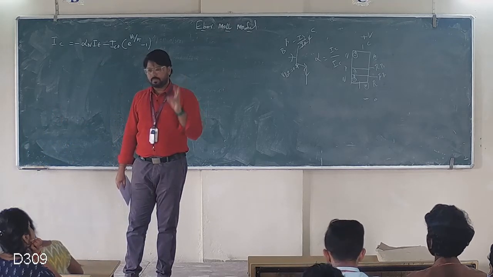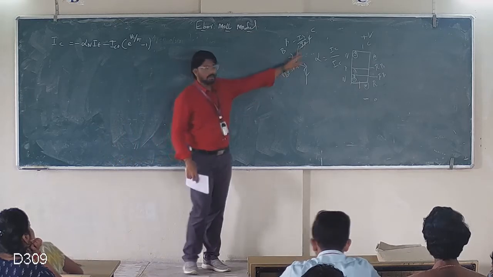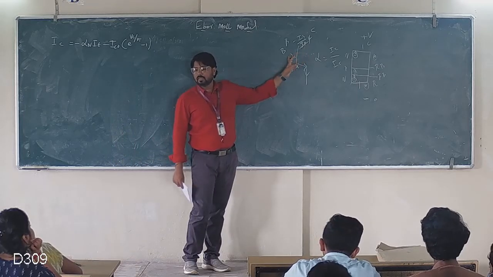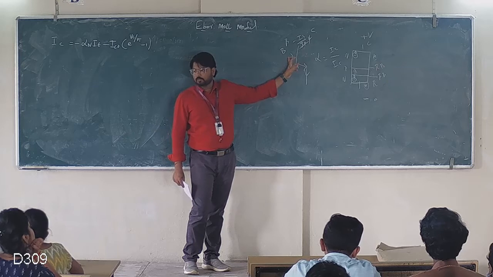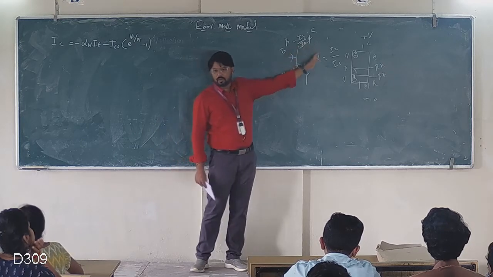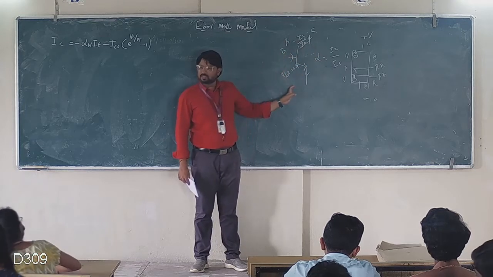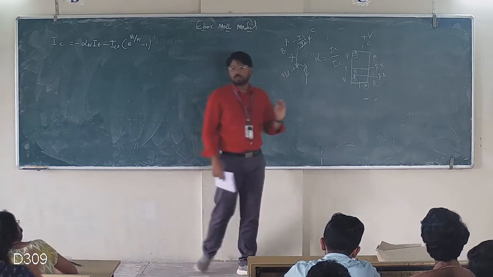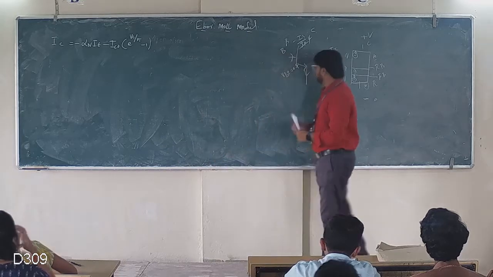Collector current divided by base current. What is collector current? In terms of milliamps. What is base current? In terms of microamps. Micro to milli amplification. So alpha, beta, VBE. What is VBE? Barrier potential of the PN junction. These three are the parameters.